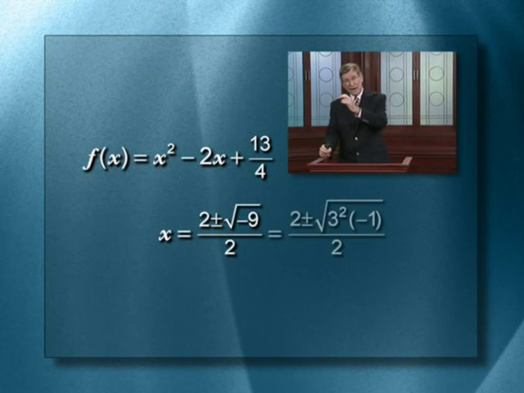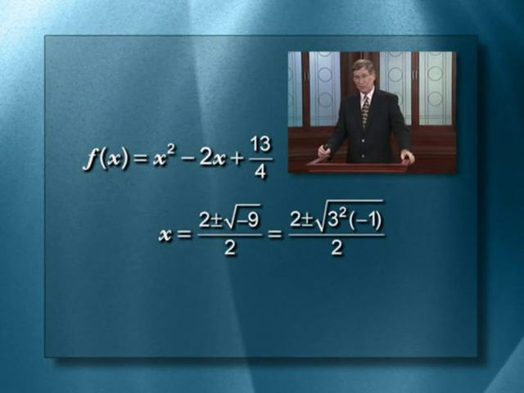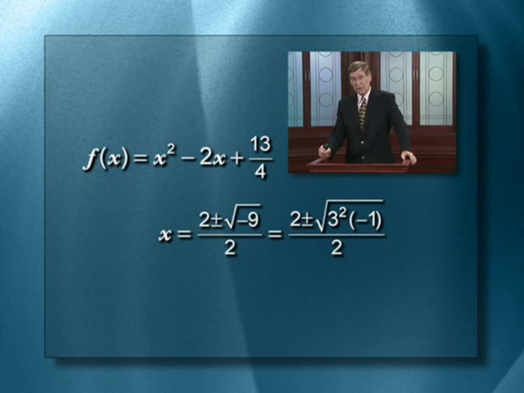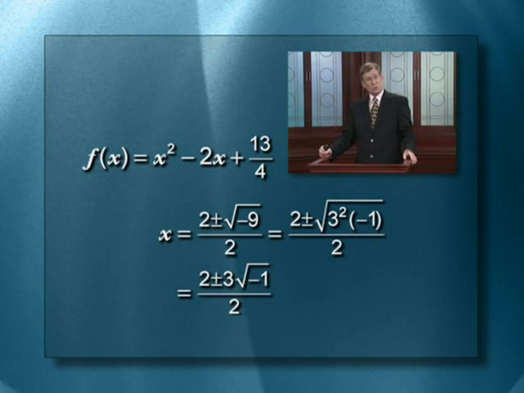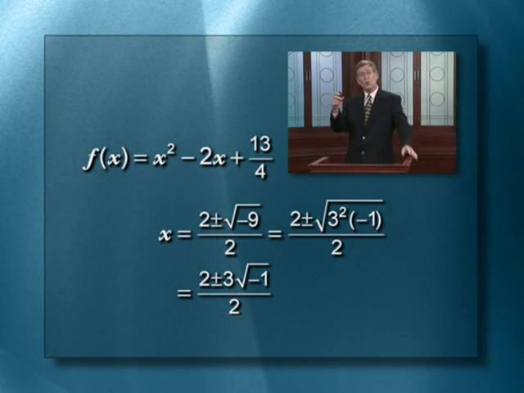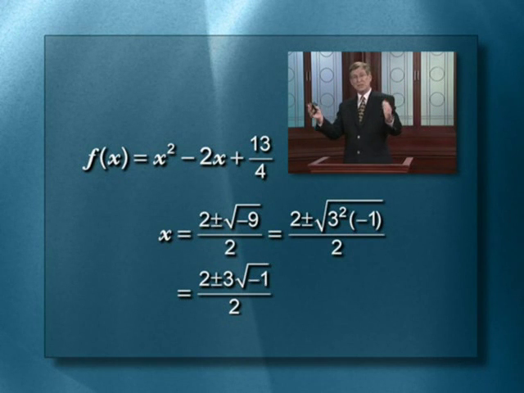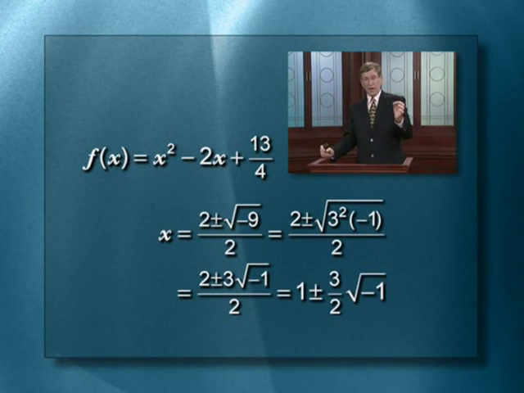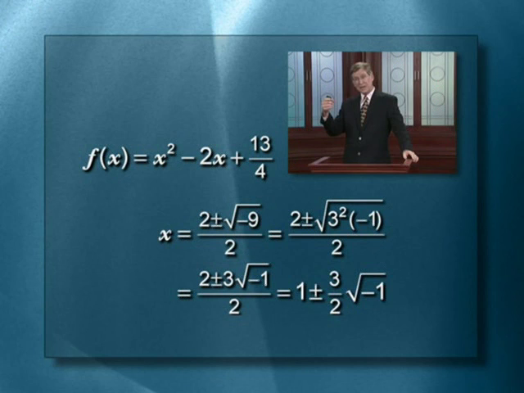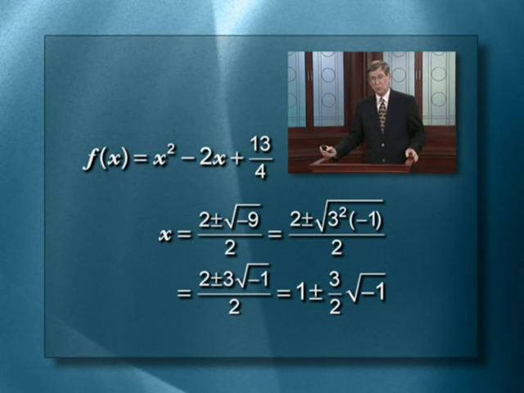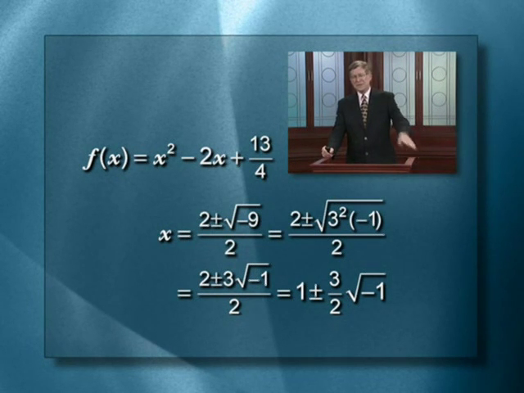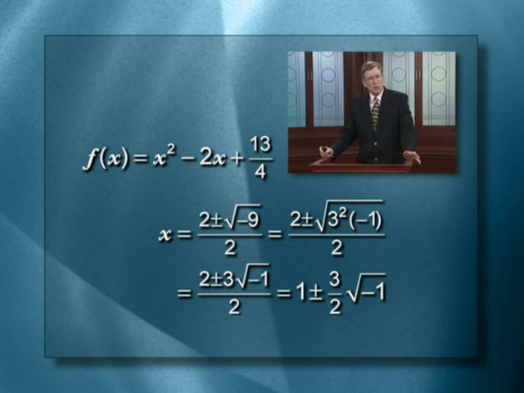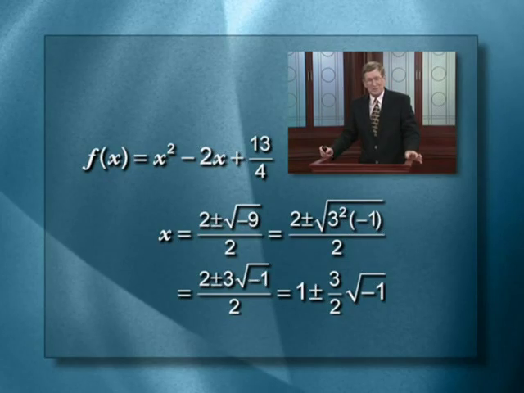And then we factored out a 3 from the radical. 9 is 3 squared. And so we now can write it as 2 plus or minus 3 times the square root of minus 1, over 2. And if you want, you then can split it into two pieces. 2 over 2 is 1, and 3 over 2 is 3 halves, square roots of minus 1. And again, there's that plus or minus sign. Well, this was an unfortunate occurrence because the square root of minus 1 doesn't exist in the real numbers.